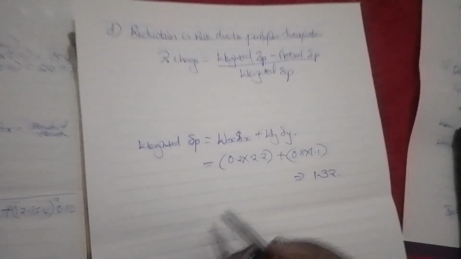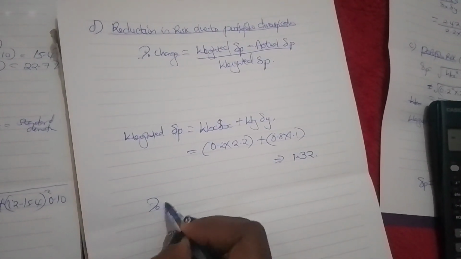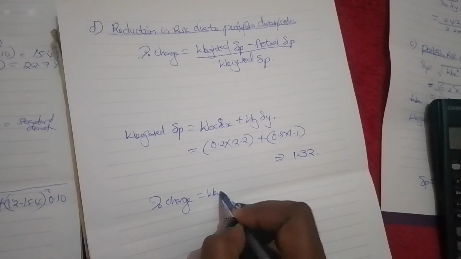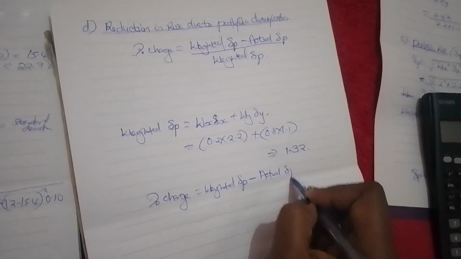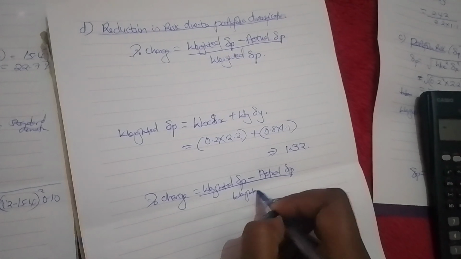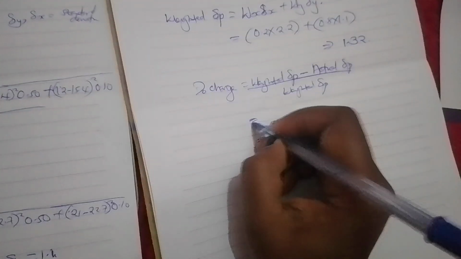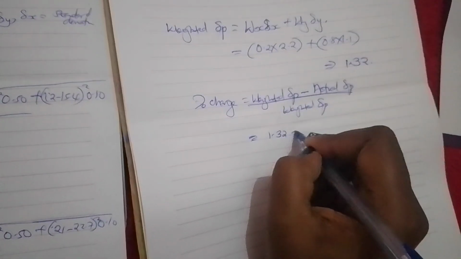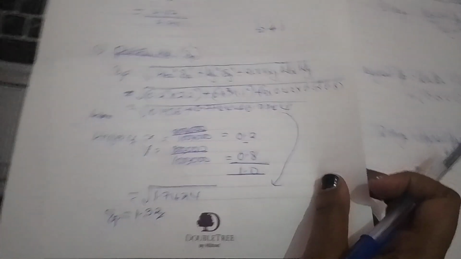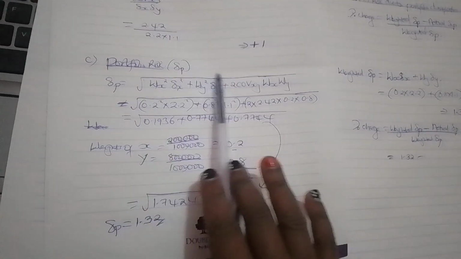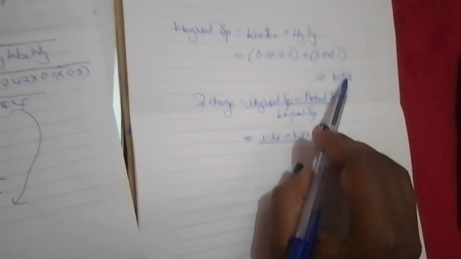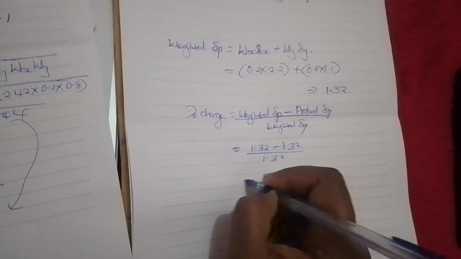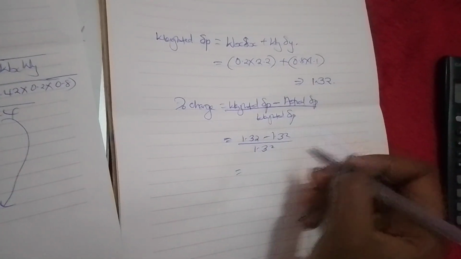Now we'll go back to our formula. Let's repeat it here. Percentage change is the weighted portfolio risk minus the actual portfolio risk, divided by the weighted portfolio risk. We want to see the reduction in risk. For the weighted, we have said it's 1.32. You minus the actual, which we computed using this formula, which is 1.32 also. You divide with the weighted, which is also 1.32. So 1.32 minus 1.32 is automatically 0.